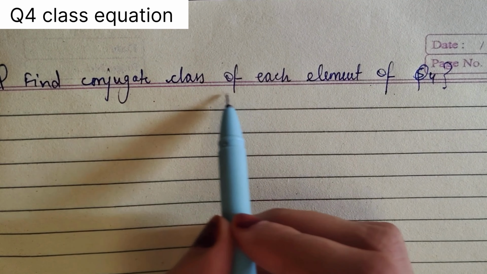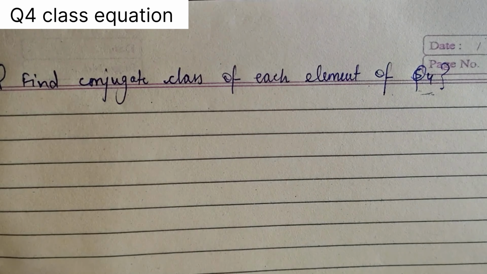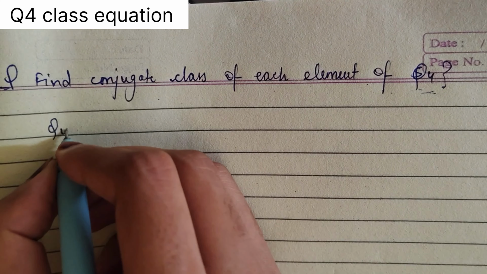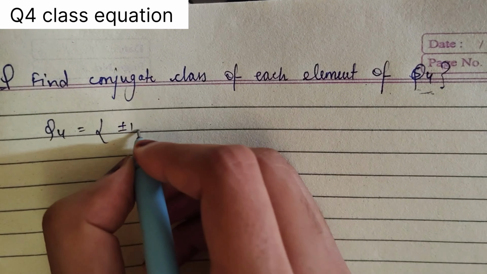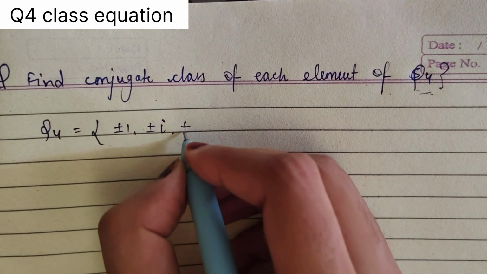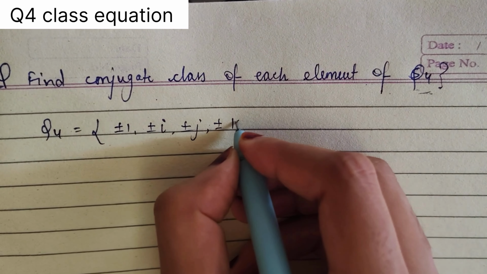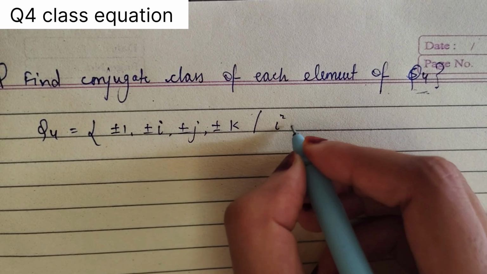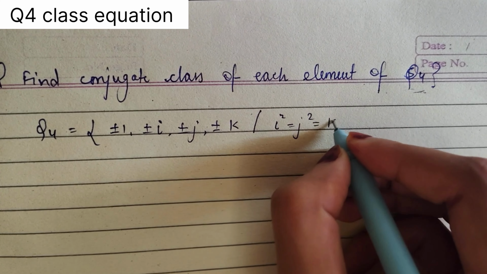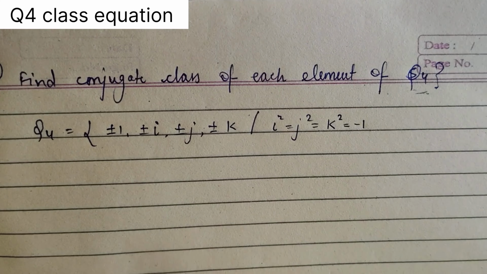Next we have to find the conjugate class of each element of Q4. Okay, so let's just write Q4. Q4 has the elements plus minus 1, plus minus i, plus minus j, plus minus k, such that we know that i square equals j square equals k square equals minus 1.